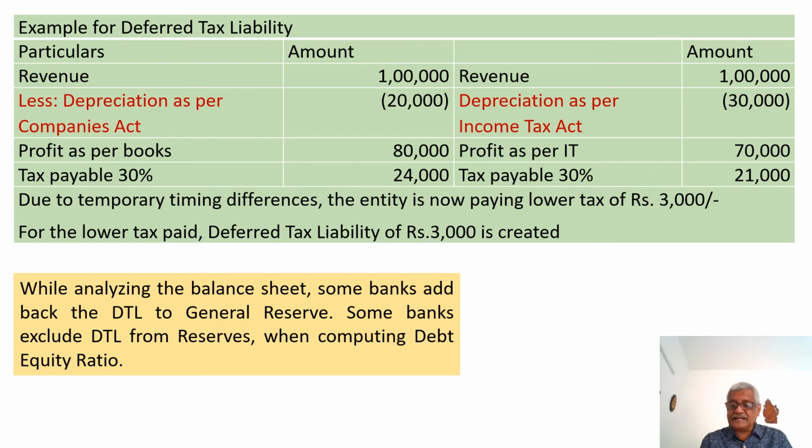We will go into the analysis of the balance sheet in subsequent videos. But while analyzing the balance sheet, some banks add back the DTL to general reserve. Some banks exclude DTL from reserves when computing the debt equity ratio. Please keep this in mind, because when we discuss the balance sheet analysis, the DTL and DTA will again be discussed. Now let us go to an example for deferred tax assets.